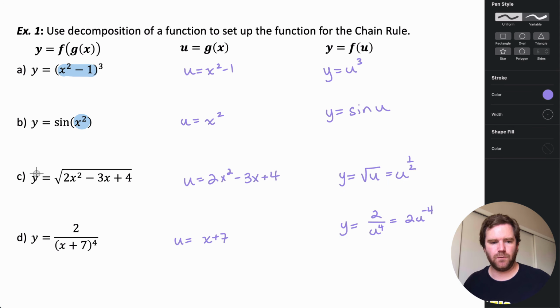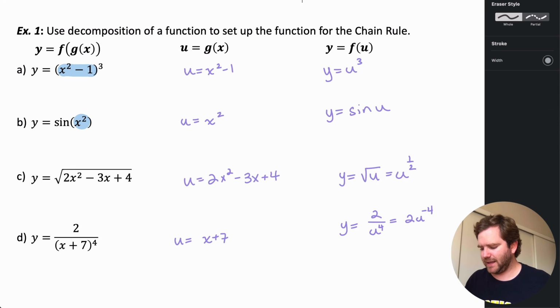All right, so for C, we should have said that u was 2x squared minus 3x plus 4, right? Because if I were to get rid of all of this and just replace it with something like a u, I know how to take the derivative of the square root of u. I would rewrite it as u to the 1/2, and then I can take this derivative using the power rule. And so our function would be rewritten as y equals the square root of u, or u to the 1/2 power. Now part D might have been a little bit more confusing because you might have said, oh, I'm going to make this whole denominator u.